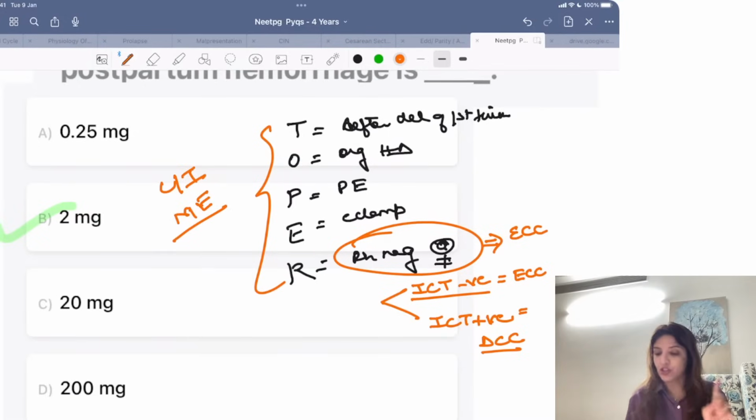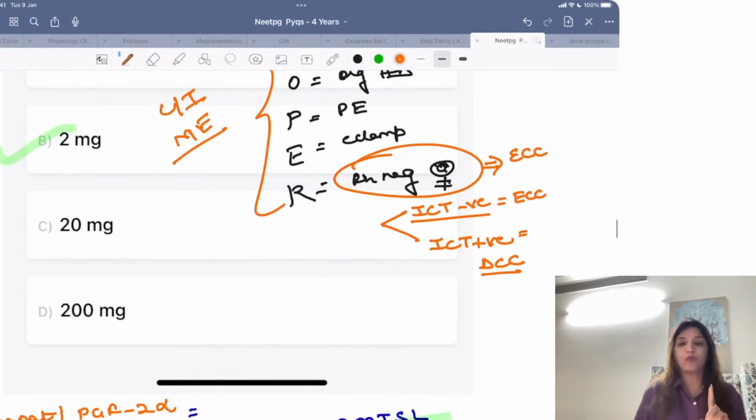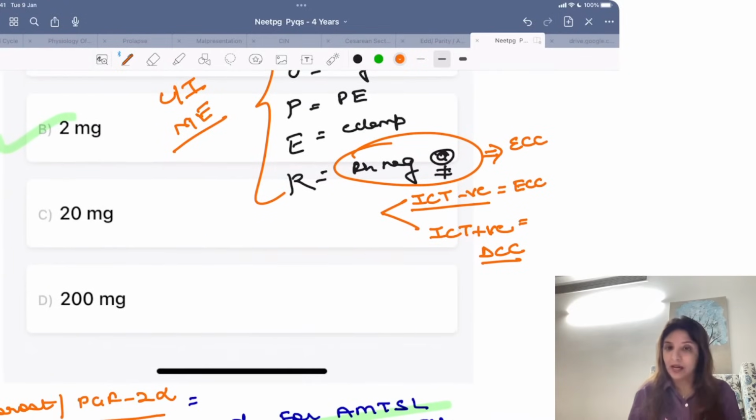This is one query which I have answered. Okay, now comes the second query about uterine massage. See, uterine massage earlier was a part of active management of third stage of labor. Now WHO has removed it from active management of third stage of labor, and now it has put it in treatment of PPH. So earlier uterine massage was the fourth step in active management of third stage of labor.